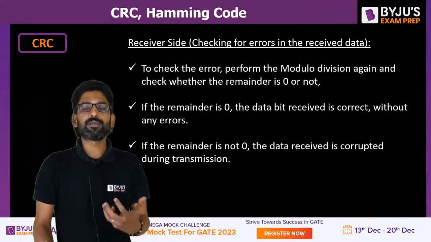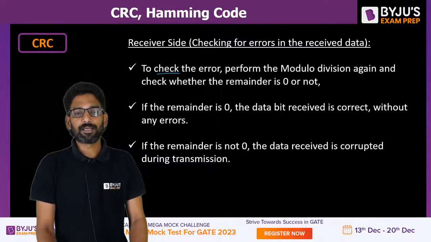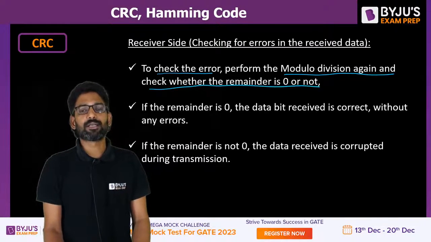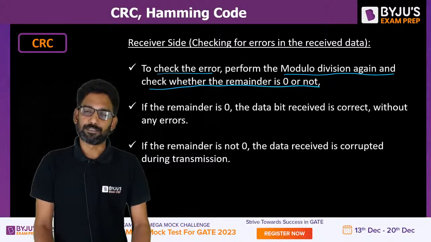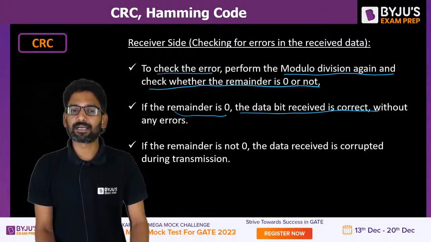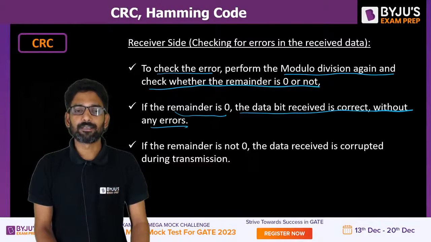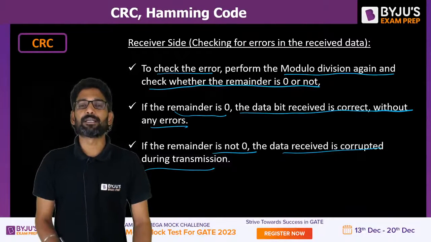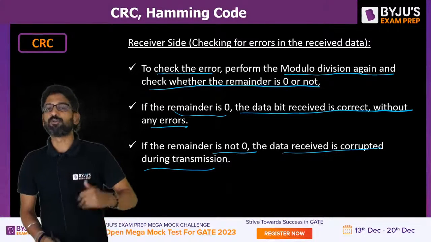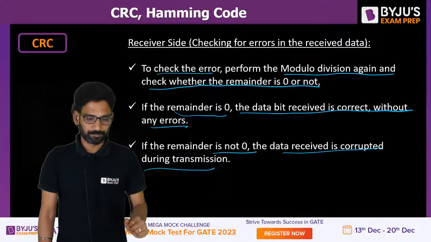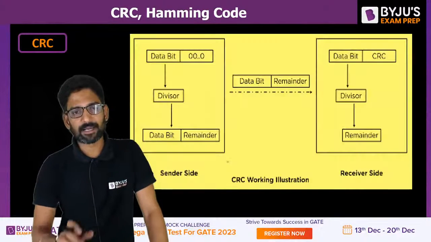Now what does the receiver do? To check for the presence of errors, he performs the division again with the same divisor, so that he should get remainder 0. If the remainder is 0, the data received is correct without any errors. If the remainder is not 0, the received data is corrupted, so discard it and ask for retransmission. Simple, right? Let us see one example for this.